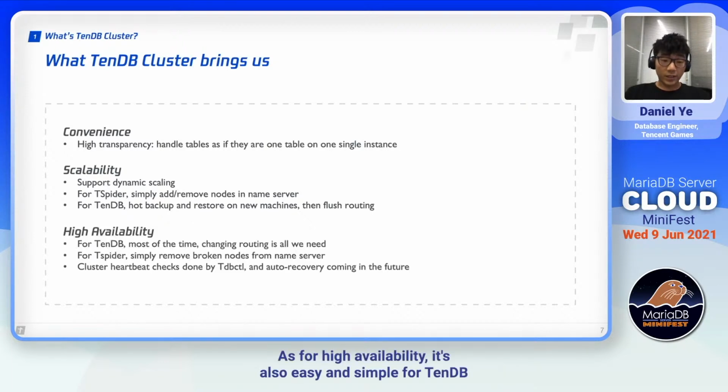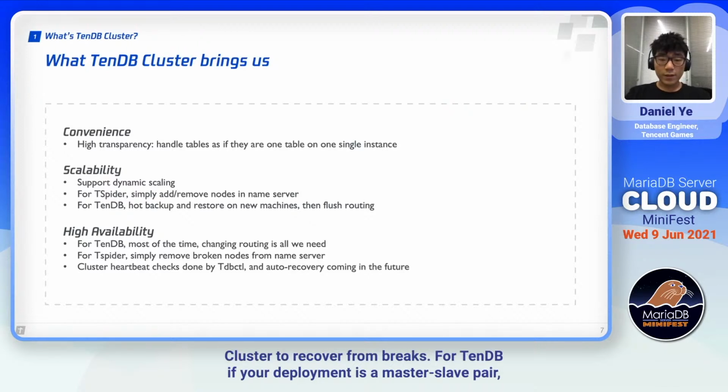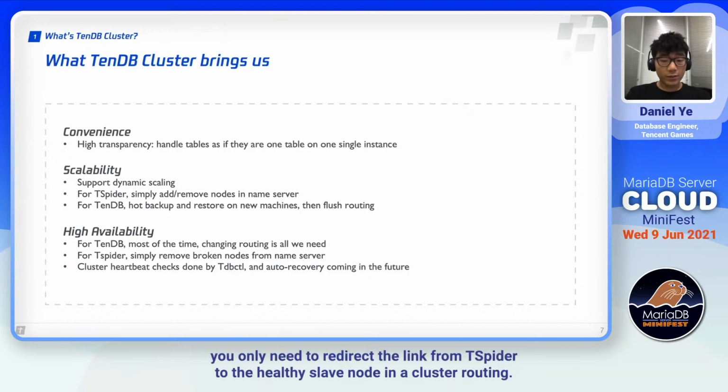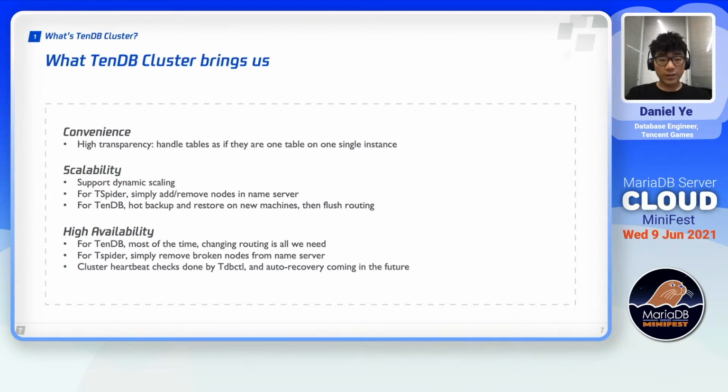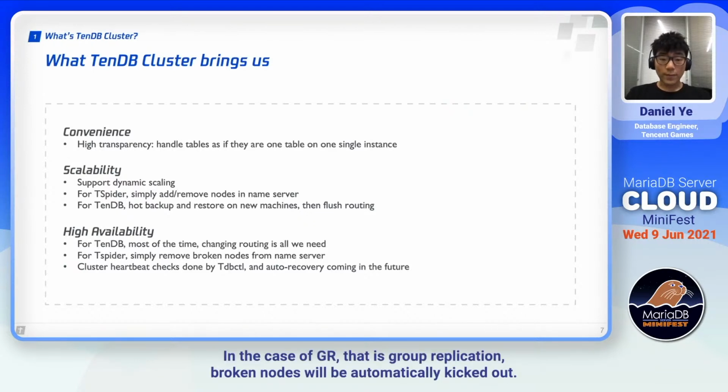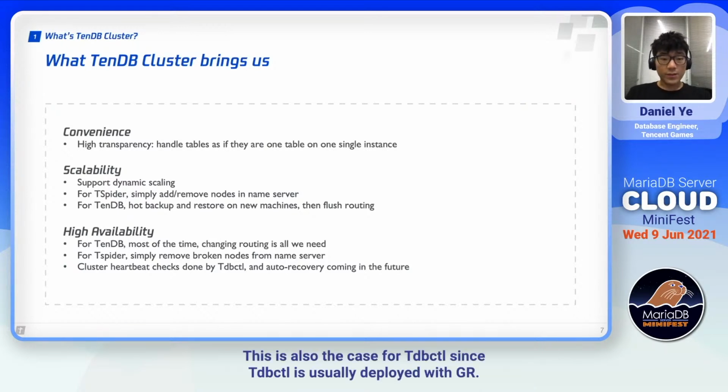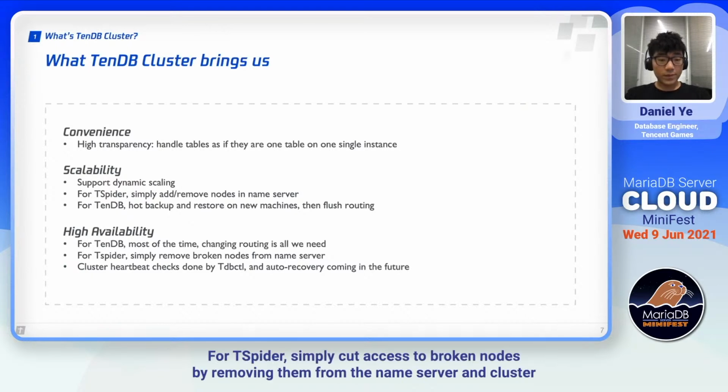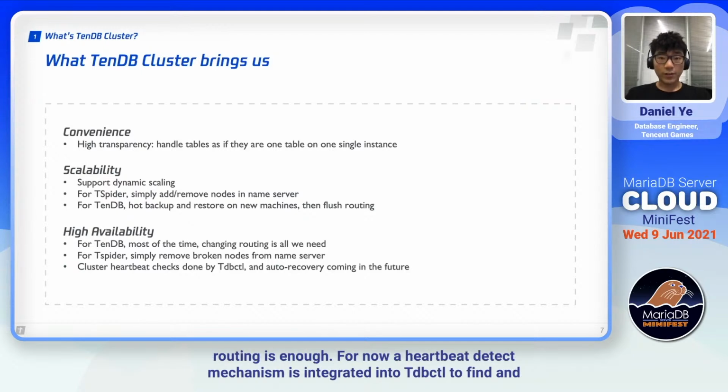As for high availability, it's also easy and simple for TenDB cluster to recover from breaks. For TenDB, if your deployment is a master-slave pair, you only need to redirect the link from TSpider to the healthy slave node in the cluster routing. In the case of GR, that is group replication, broken nodes will be automatically kicked out. This is also the case for TDB control, since TDB control is usually deployed with GR. For TSpider, simply cut access to broken nodes by removing them from name server and the cluster routing is enough.